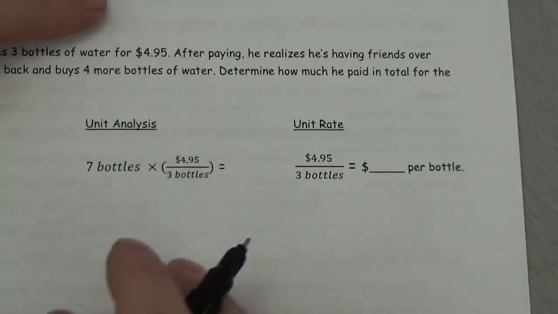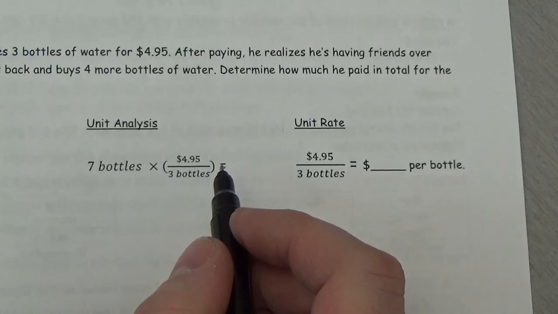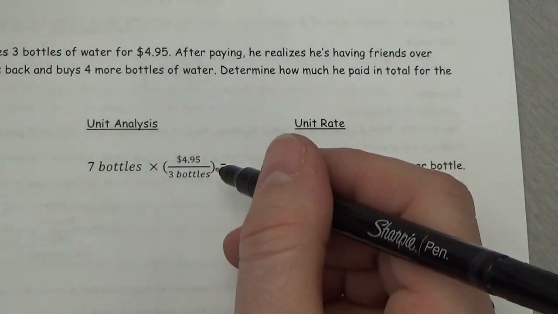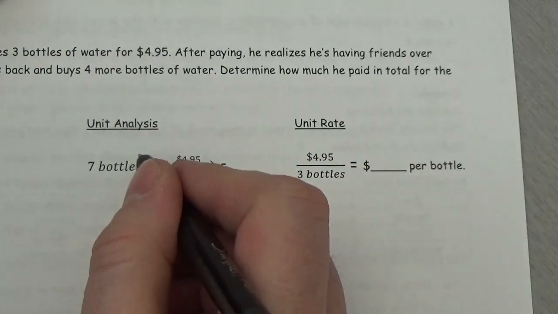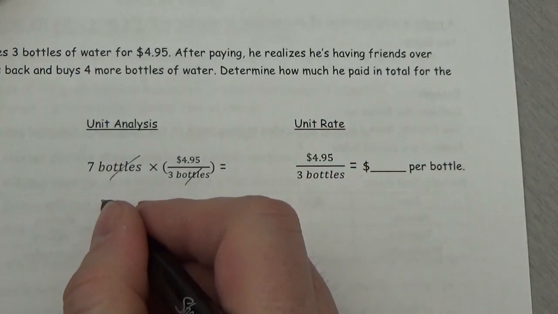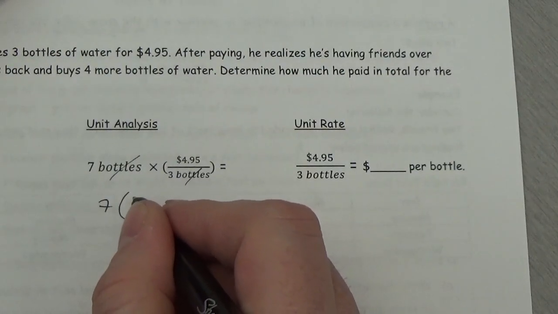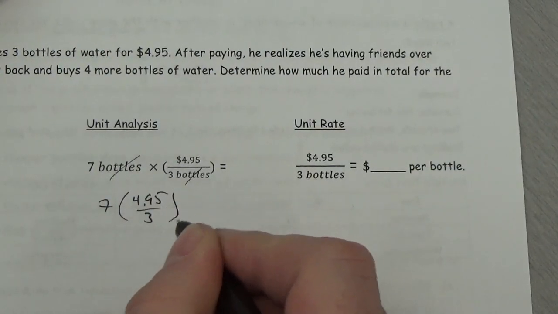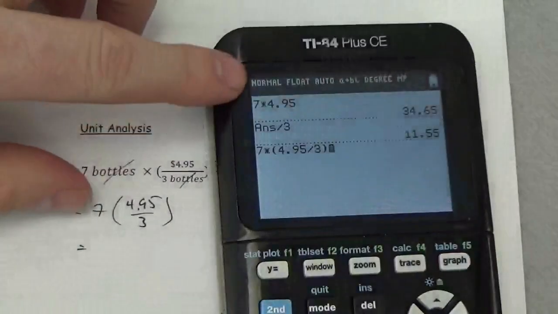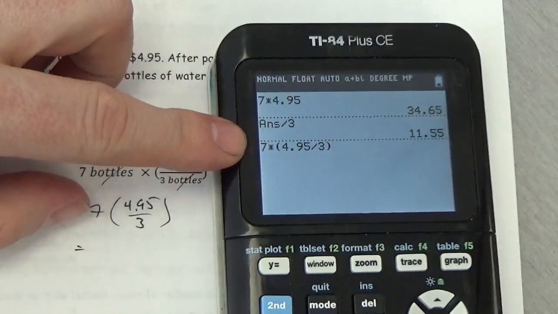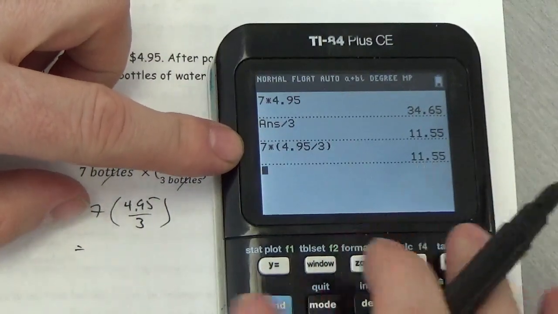Or we could use unit analysis. So 7 bottles, and we're going to multiply by $4.95 for every 3 bottles. Now notice that the bottles cancel here, and so what we're left with is 7 multiplied by 4.95 over 3. Okay, and so I'll do this with my calculator: 7 times 4.95 divided by 3. Now, just so that you don't think that I'm doing something weird here, I'm going to show you what I did on my calculator. So that was my previous work here. So this is what I'm doing right now. When I press enter, I get 11.55.